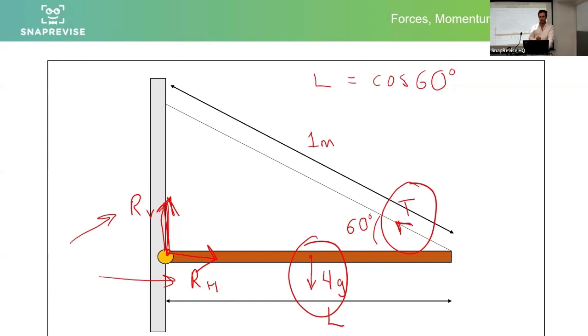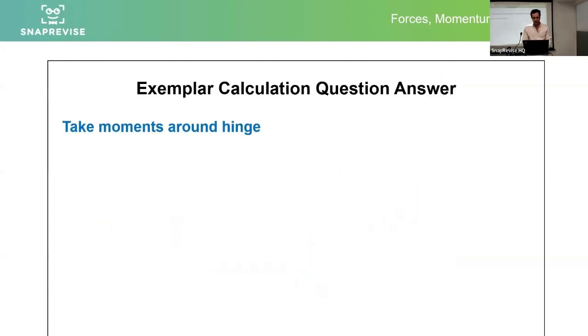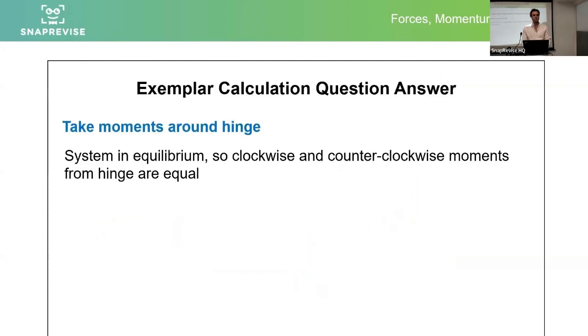Instead, we'll need to calculate the moment of the weight of the wood, and the effect of the tension only. So there's just 2 forces at play, which is awesome. Right. So half the length of our wood, L over 2, times the weight, has to be equal to the full length times the tension times sine 60.